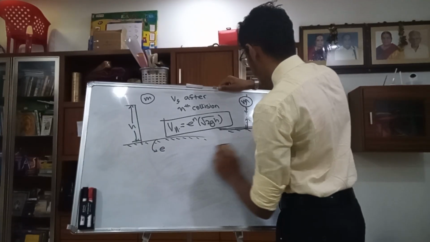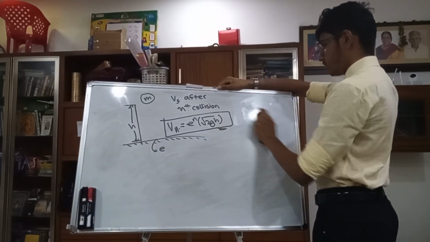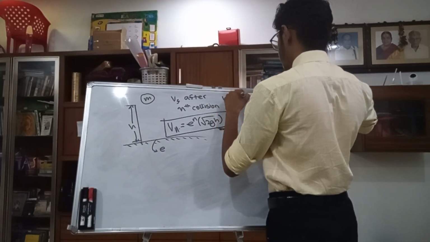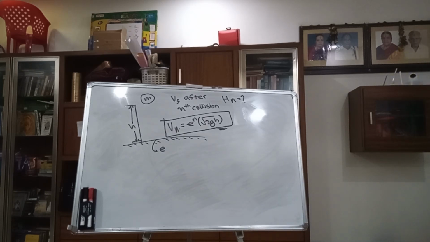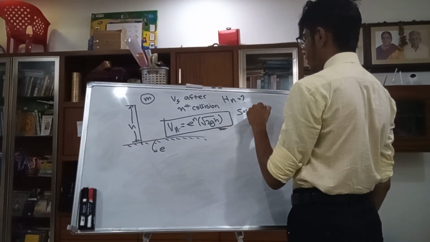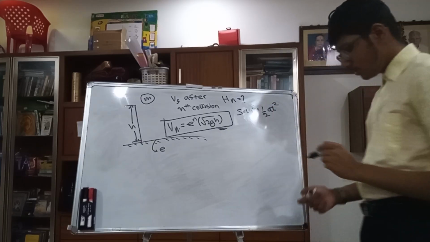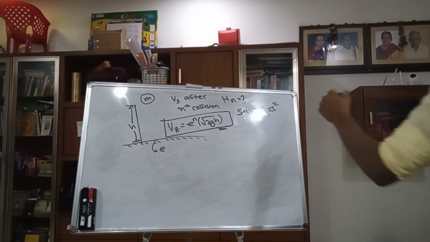What is the height of the particle after the nth collision? To calculate the nth collision height directly, we can use the help of kinematics. What is that? S is equal to ut plus half at square. Why am I using this equation? Can I use this equation everywhere? No. Here acceleration is constant.